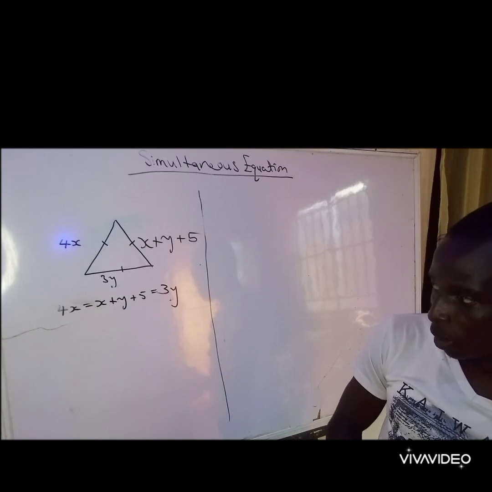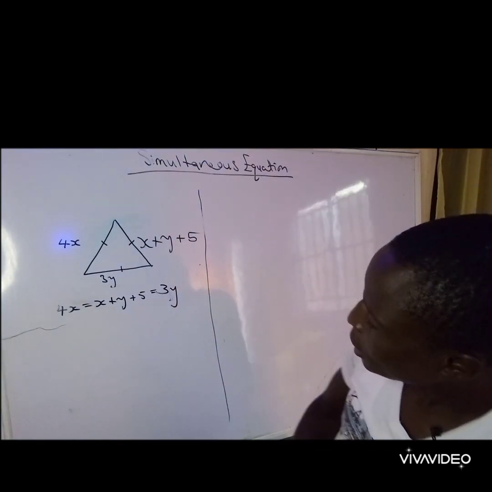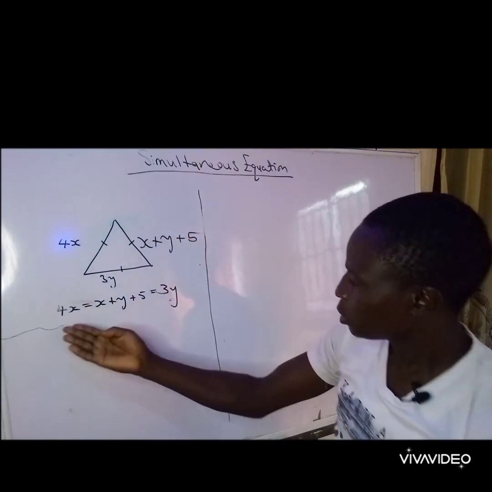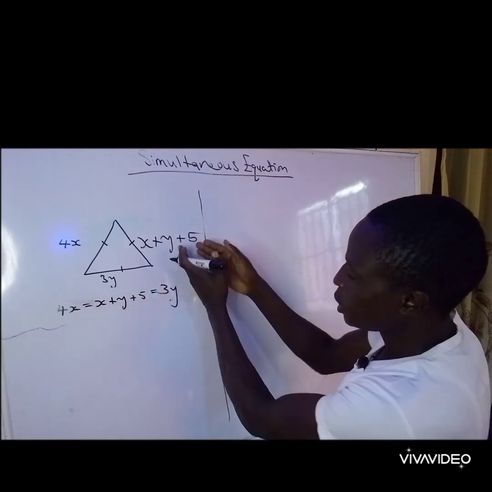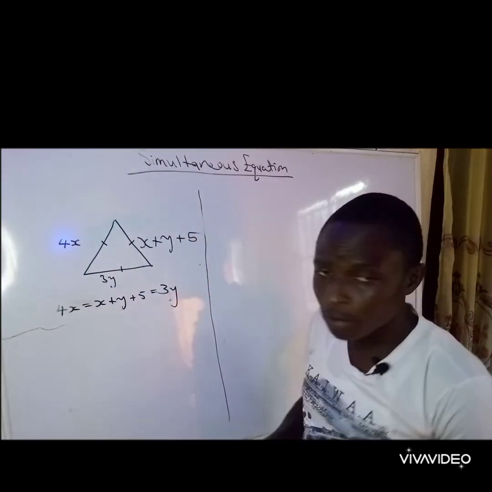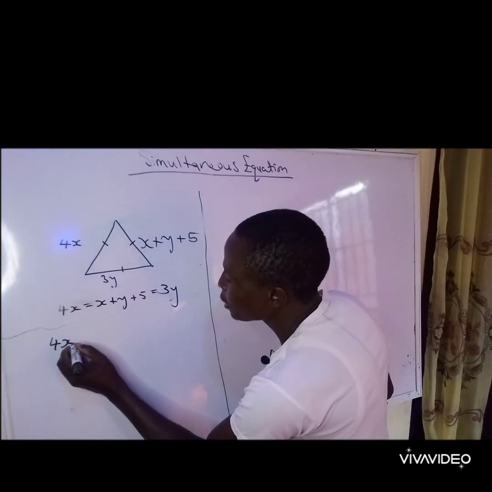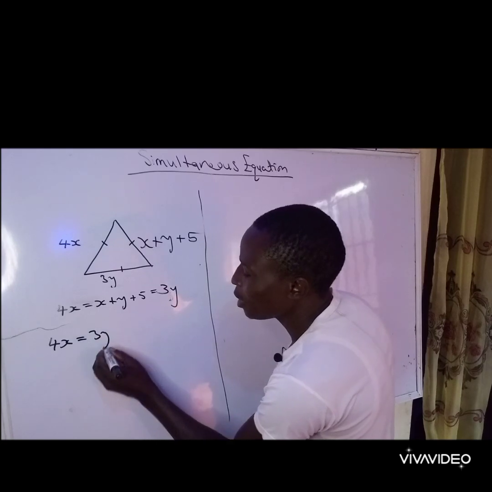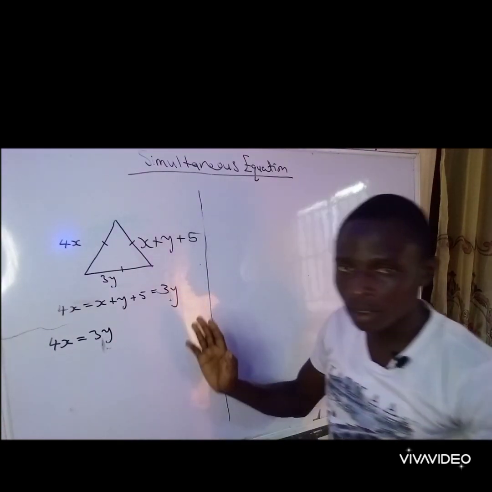So now, let's see. What are we going to do next? Then, if all the 3 sides are equal, this is what we should have: this 4x is equal to this, is equal to that. As simple as that. Then, if that is the case, we can go further and say, okay, 4x is equal to 3y. It's the same thing. I'm changing nothing.